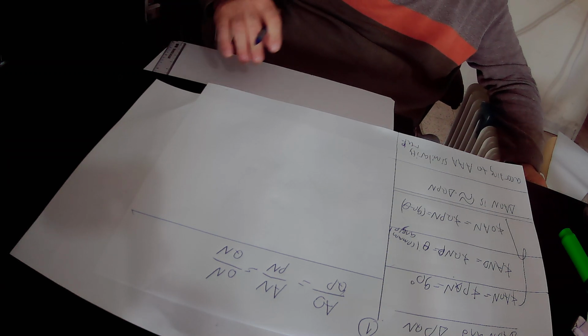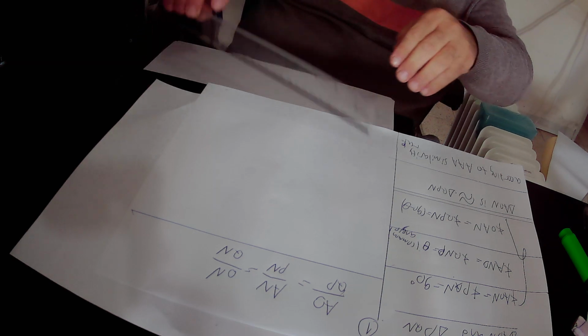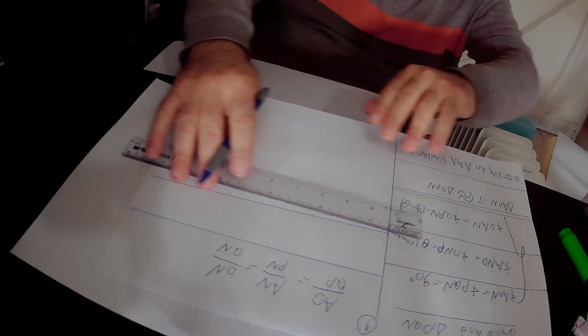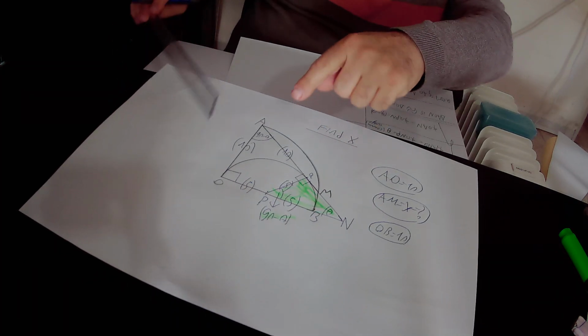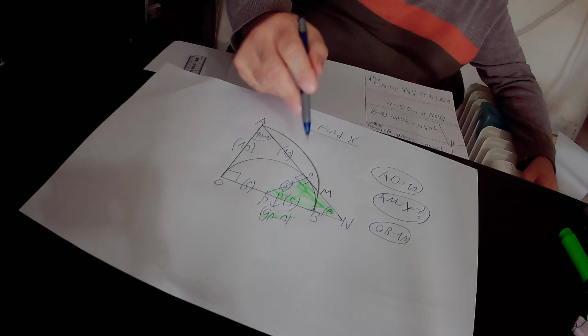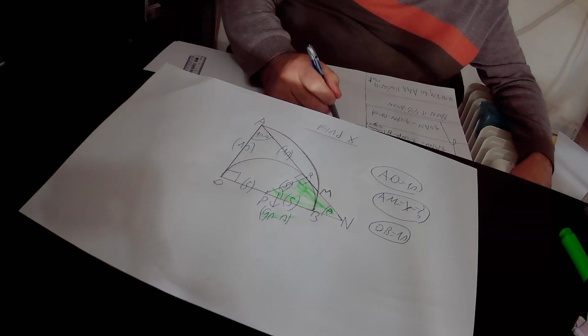Okay, so here side AO on the big right triangle AON equals 10 units in its length. Side QP of the green right triangle QPN equals 5 units in its length.